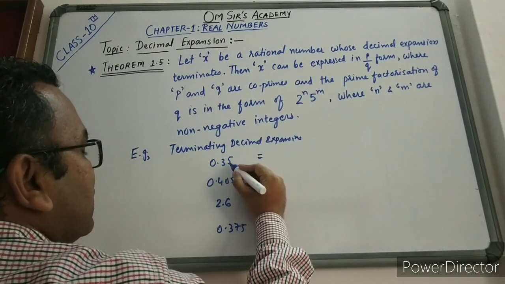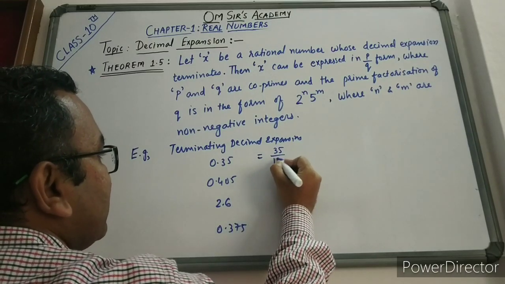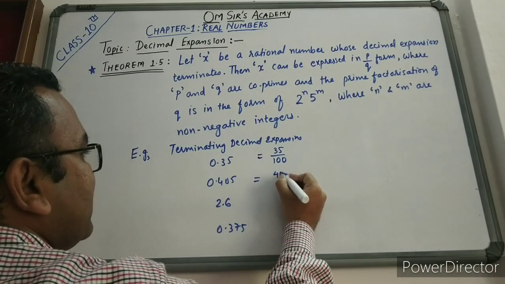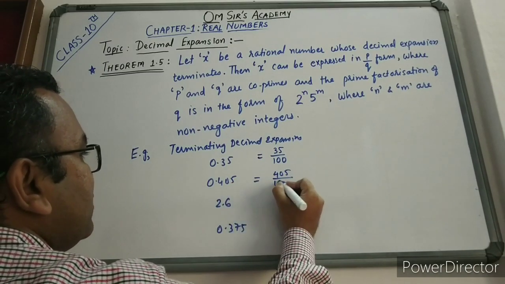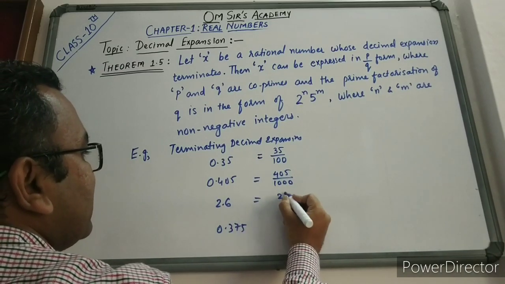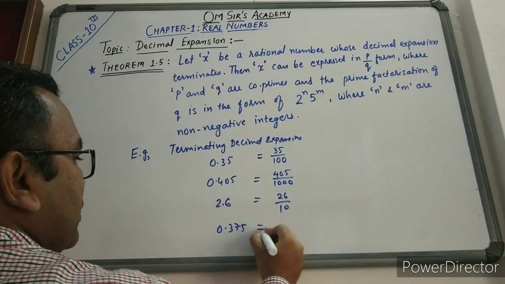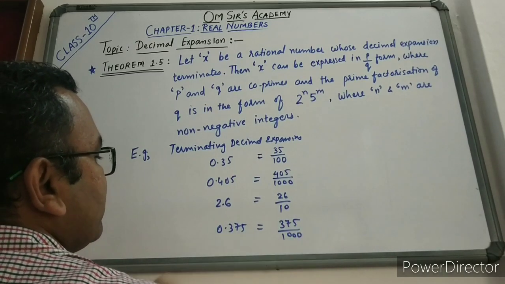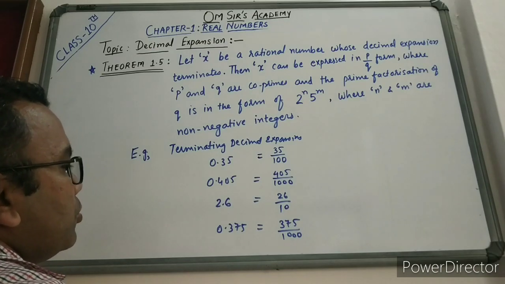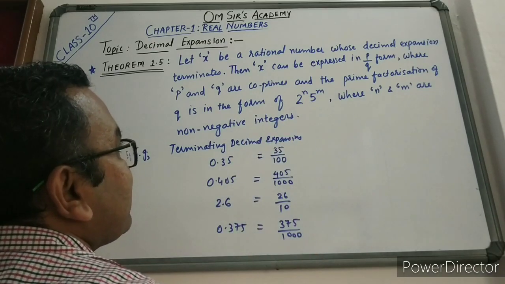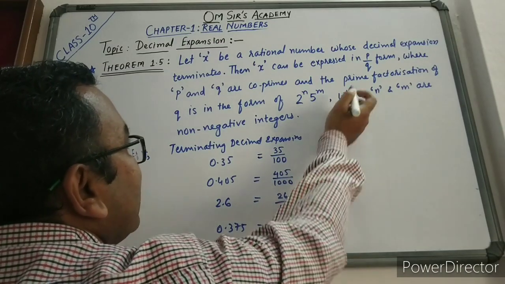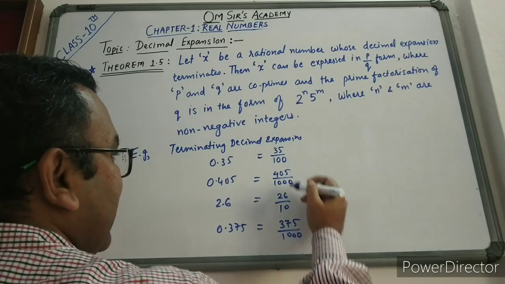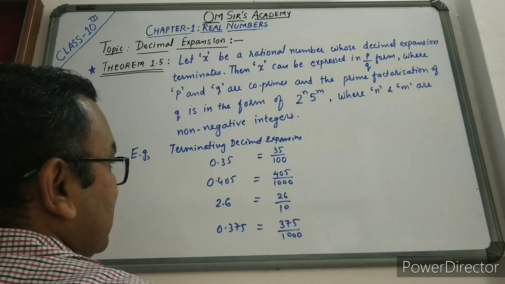How? 0.35 is written as 35 upon 100. This is p by q form. Then 0.405 can be written as 405 divided by 1000. 2.6 is written as 26 upon 10. 0.375 is written as 375 divided by 1000. Is it clear? So these are the terminating decimal expansions expressed in p by q form, but p and q should be co-primes. So these are not co-primes, so we have to reduce until they become co-primes.